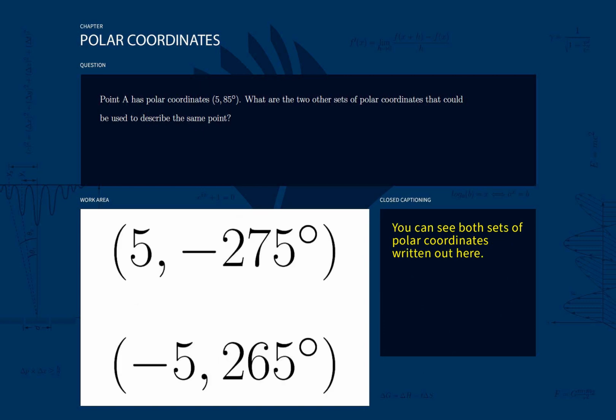You can see both sets of polar coordinates written out here. And that's the answer.